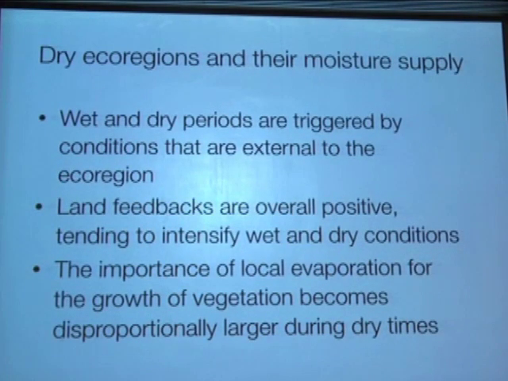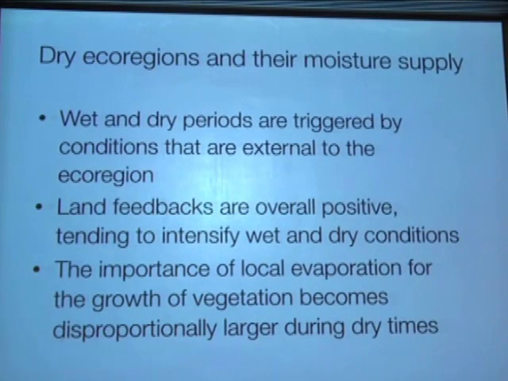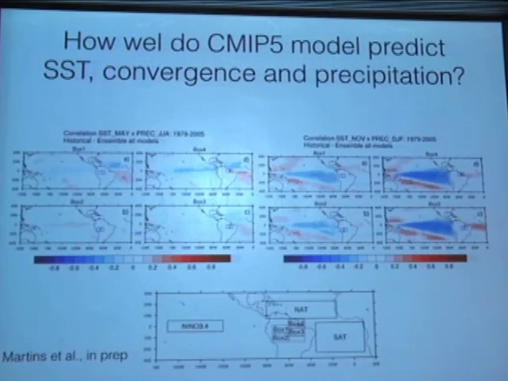So this is basically what I said: the importance of local evaporation becomes very important when you have a really dry climate. So that makes sense. That only happens in areas where the recycling is important. So now I'll finish off with the work that we did with Celso Juva and Guilherme Martins. That's basically related to the performance of CMIP5 models to predict rainfall in the Amazon.